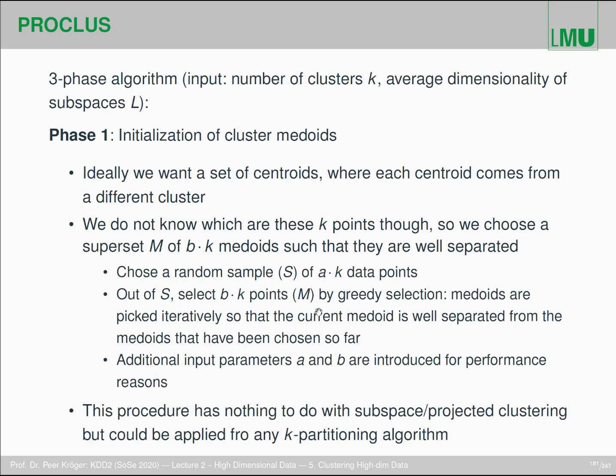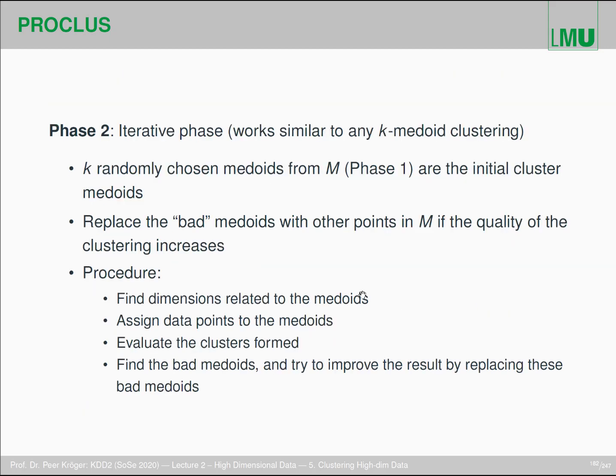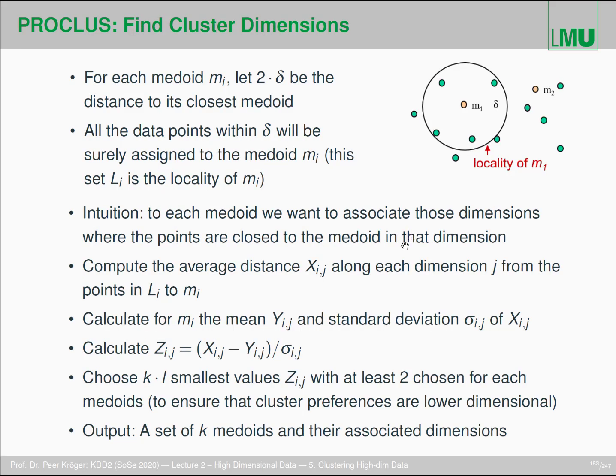So what you generate here with these b times k points is actually a set of candidate medoids, which you then just shuffle around in step 2 in order to find the best k medoids from those candidate medoids. So how do you find the cluster dimensions?